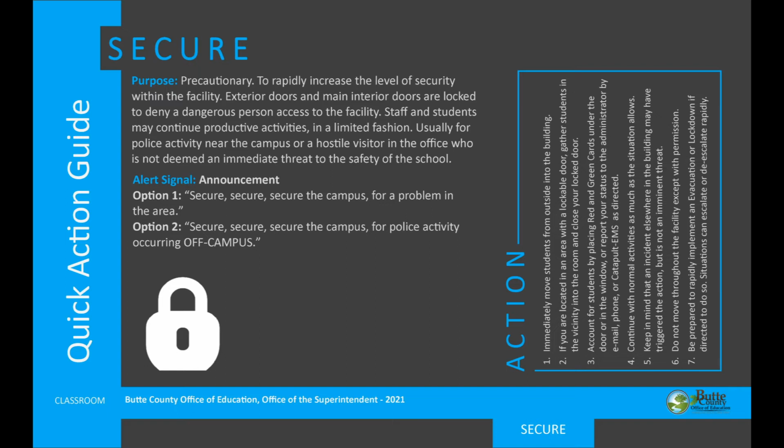This alert signal will be delivered by an announcement sounding something like this. "Secure, secure, secure the campus for a problem in the area." This really provides all the information you need to know. It lets you know to lock your door, but it also lets you know that the problem is not in your hallway, and the problem is not somebody threatening the lives of the school population. The problem is most likely off-site. It may also be on-site and non-violent.